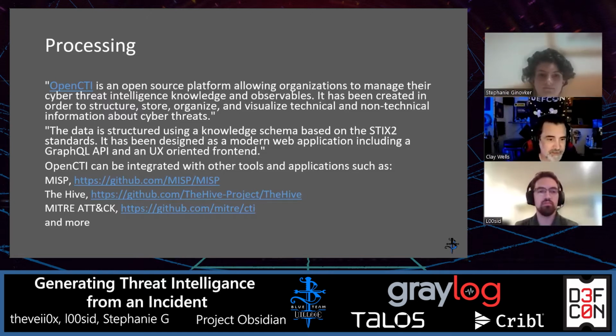TIPs are commonly used. The TIP is a threat intelligence platform for processing, and OpenCTI is a free and open source platform. Here's just a quote pulled from their website. It's a great way just to structure, store, organize, and visualize technical and non-technical information about threats. Automation of data from a TIP to a SIEM is another commonly implemented process.